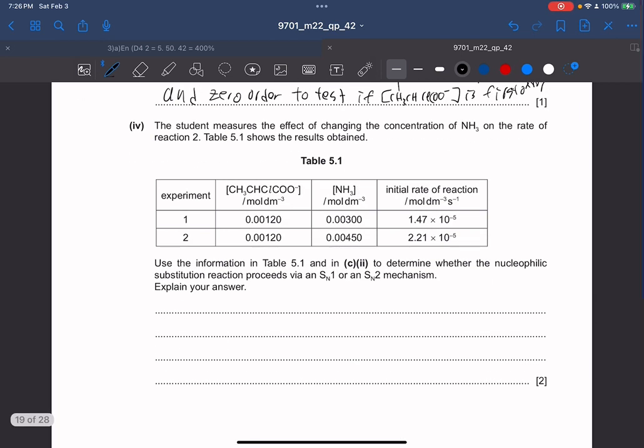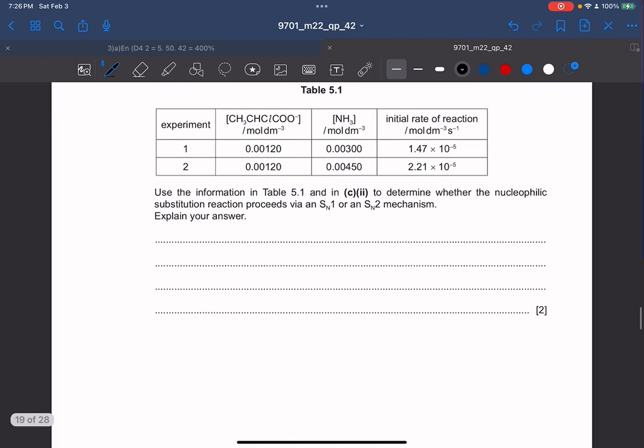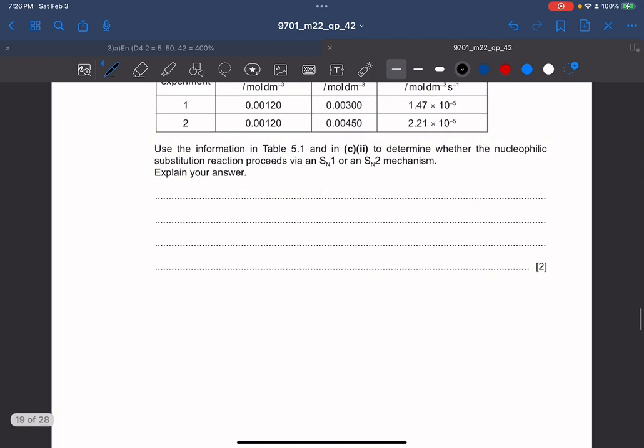Use the information in the table to determine whether it's SN1 or SN2. Okay, so this is something that wasn't actually covered in our AS, and we kind of have to figure this out for ourselves. But basically, in an SN2 reaction, that's a backside attack, remember? So something is going to attack from the back, and it's going to kick out something.